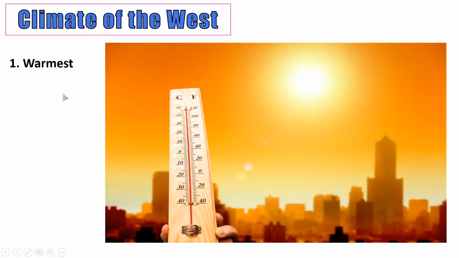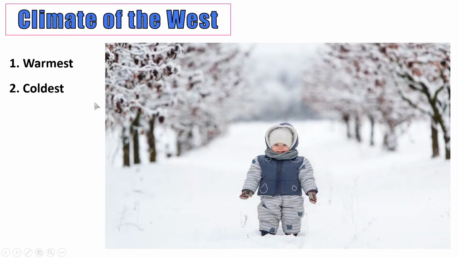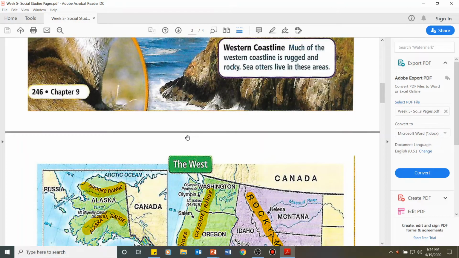Going to the climate of the West as a summary, the West has the warmest temperatures in the whole USA, and also has the coldest temperatures. So it varies from the warmest to the coldest temperatures. Let's continue our lesson.